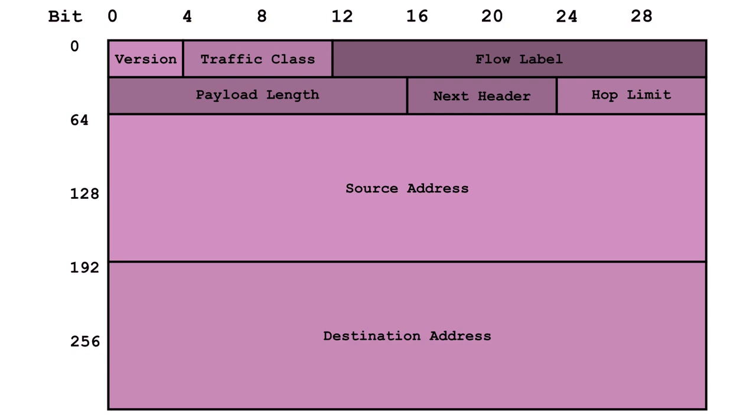First up, we've got the version field, proudly proclaiming its IPv6 identity. But the real star of the show is the destination address. With a whopping 128 bits at its disposal, this bad boy has enough room to accommodate a gazillion unique addresses. And thanks to a nifty notation system that divides the address into 16-bit blocks separated by colons, it's easy to read and understand even for us mere mortals.